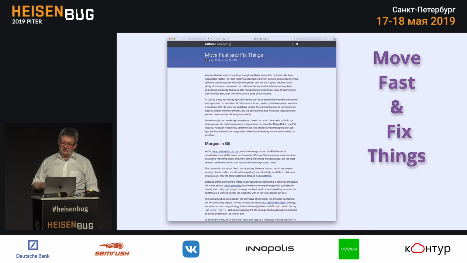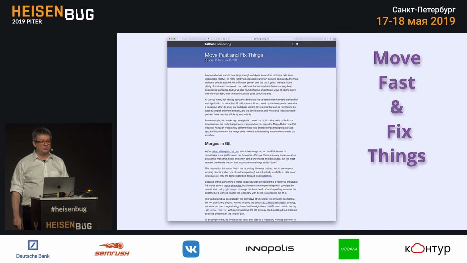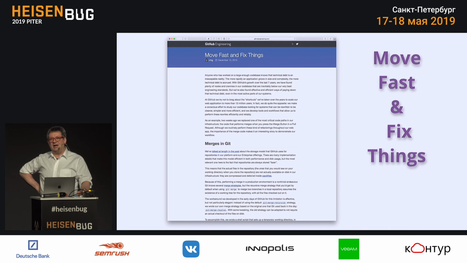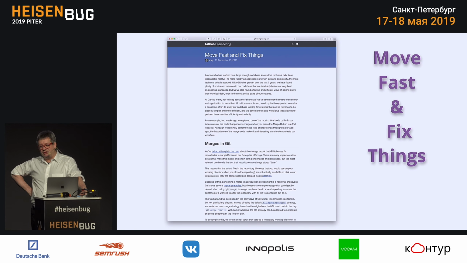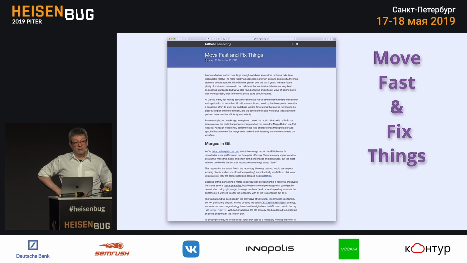So my last example, I noticed there's a talk coming out from Uber about moving fast as well. This is a great example of this idea of incremental change at the architectural level. This is from the GitHub engineering blog in an entry called Move Fast and Fix Things. GitHub is a very aggressive, agile engineering organization. They average 60 deploys a day. They do continuous deployment. And this describes a particular problem they ran into around merge.